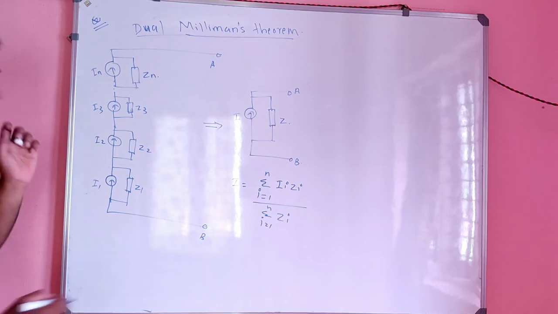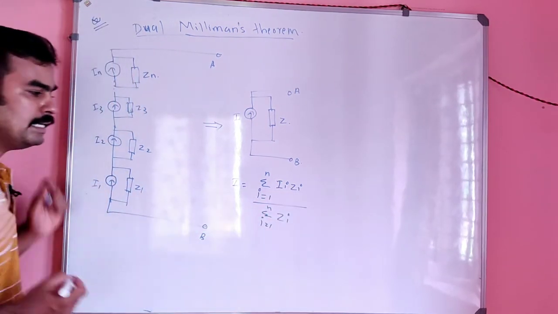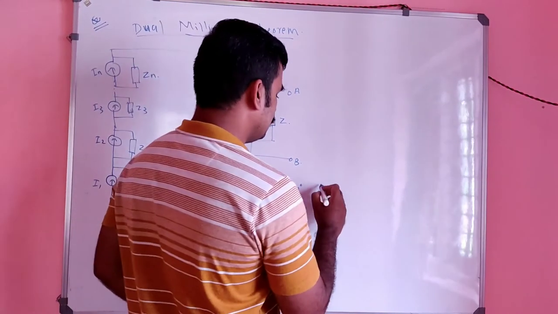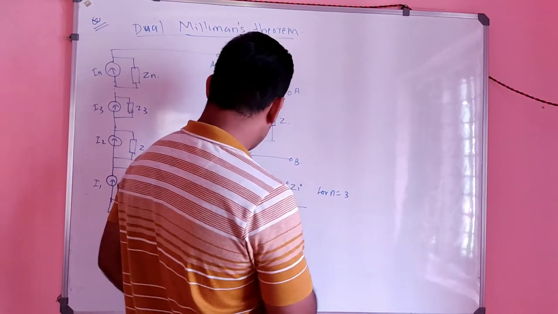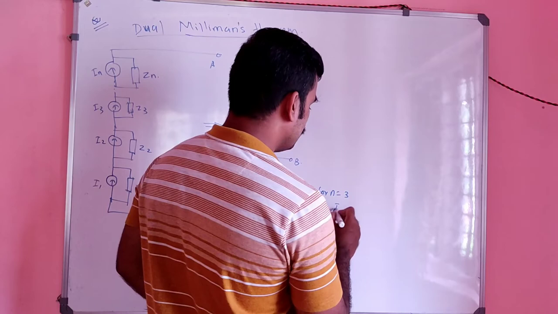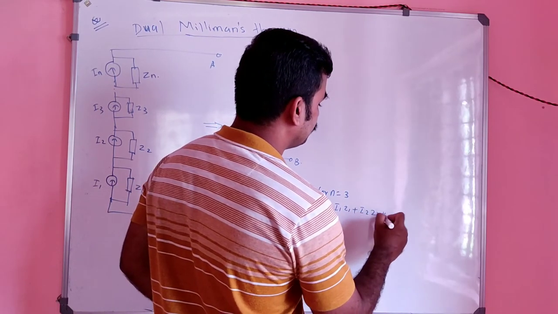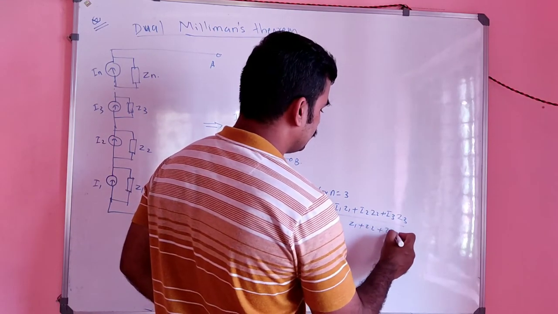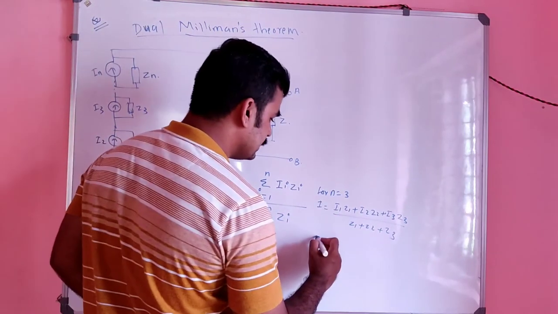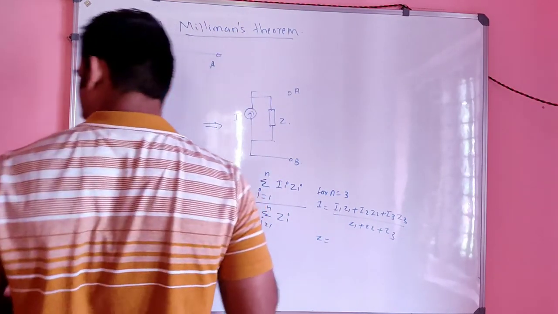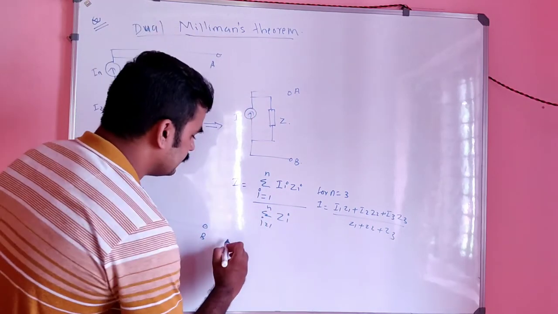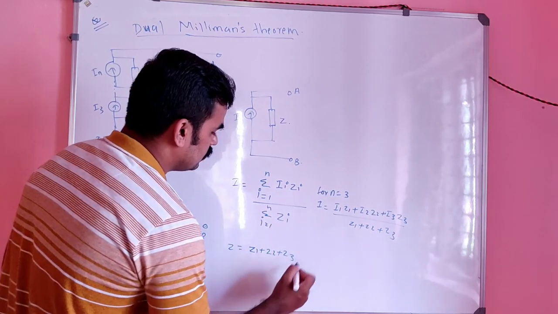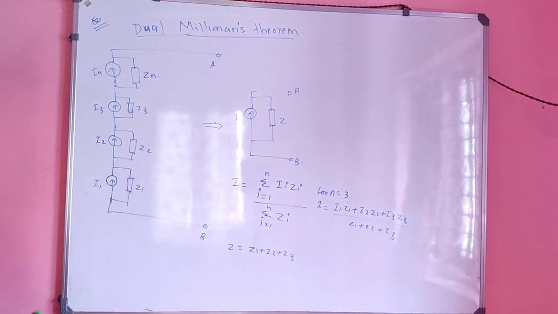So I will be equal to the sum of Ii Zi, all divided by the sum of Zi. For n equal to 3, how can I write I? I is equal to I1 Z1 plus I2 Z2 plus I3 Z3, whole divided by Z1 plus Z2 plus Z3. And Z is nothing but Z1 plus Z2 plus Z3, for n equal to 3. This is for the I value.